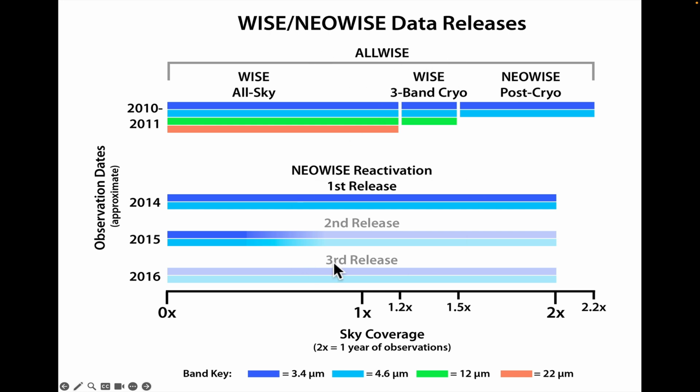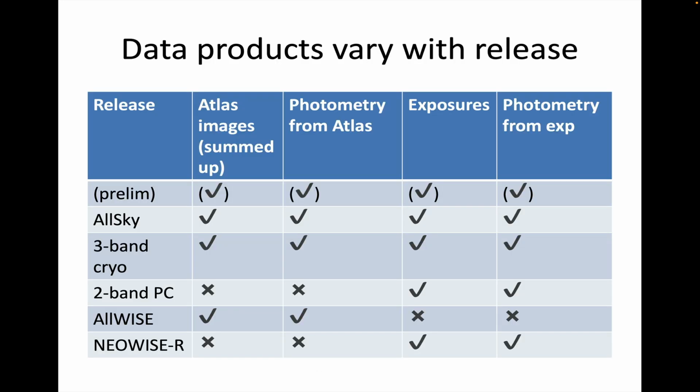The NeoWISE reactivation consists of data taken with 2 channels after the NeoWISE spacecraft was reactivated. The releases happened on an annual basis, and each new release added more data to the NeoWISE reactivation dataset. The spacecraft was turned off for good in August 2024. The different data products that are available vary with each release.